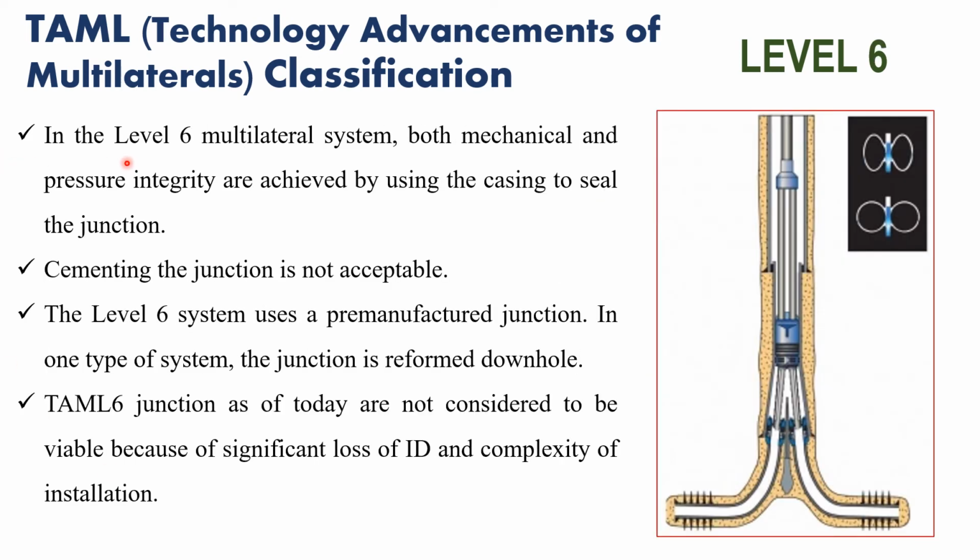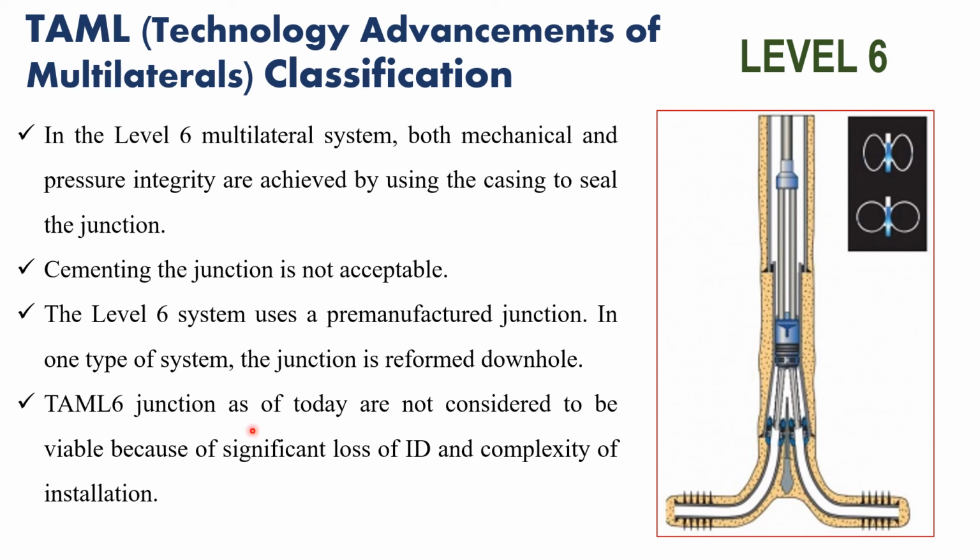In the level 6 multilateral system, both mechanical and pressure integrity are achieved by using the casing to seal the junction. So at the junction there is a casing that seals to offer mechanical integrity. Cementing the junction is not acceptable. The level 6 system uses a pre-manufactured junction. In one type of system, the junction is reformed downhole. So in one type of system, downhole we can reform the junction, so we can modulate or improve the junction configuration.